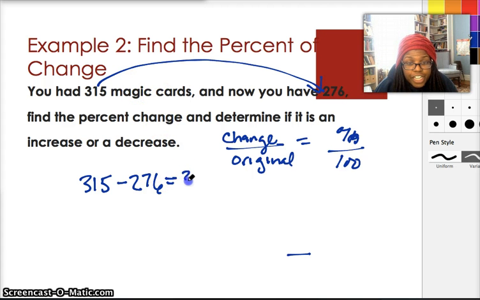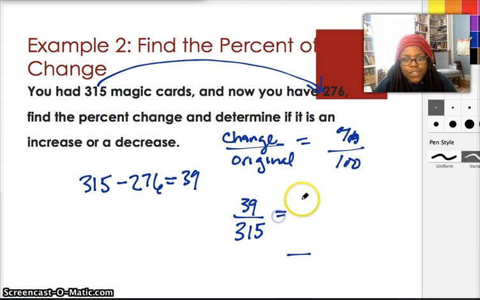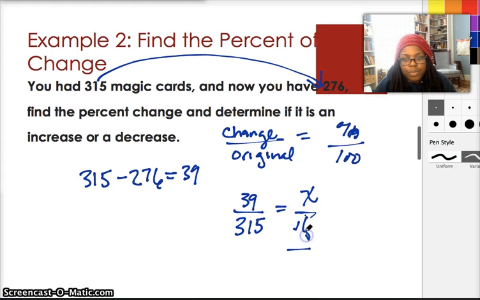And so the change in the amount of magic cards is 39. So you lost 39 magic cards. I don't know how you did it, but you did it. Your original amount was 315. And so now we need to figure out what percentage was gained, or really we know that this is not working right. What percentage was lost?